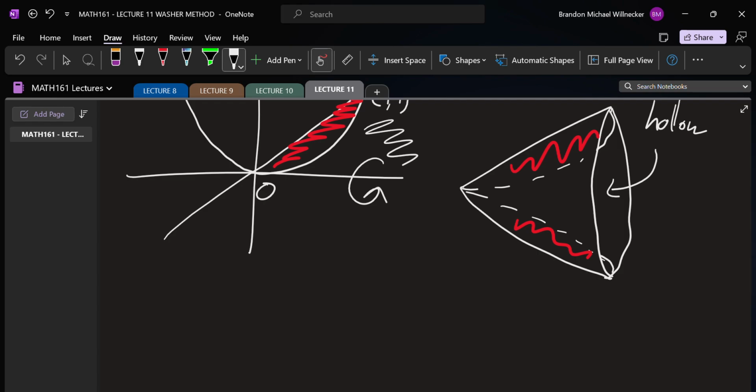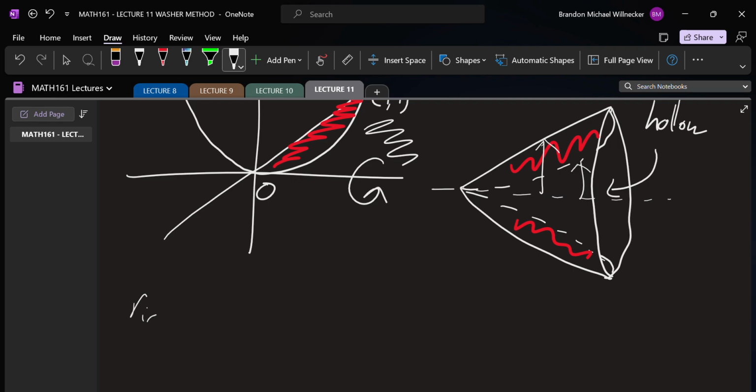So we've got the x-axis. From the x-axis to the straight line, that's going to be the outer radius because it's on the outside of the curve. And then from the x-axis to the parabola, that's going to be the inside radius. So here, if we look at our axis going through here, from the axis to the outside of the shape, that's the outer radius. From the axis to the inside of the shape, that's the inner radius. And we can see the outside is going to be the line, the inside is going to be the parabola.